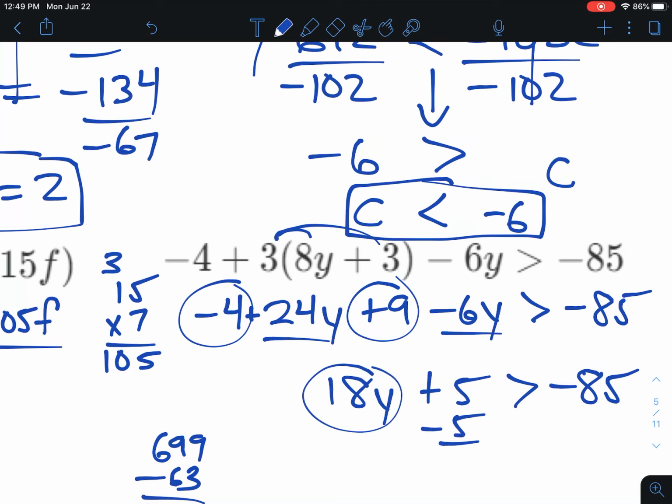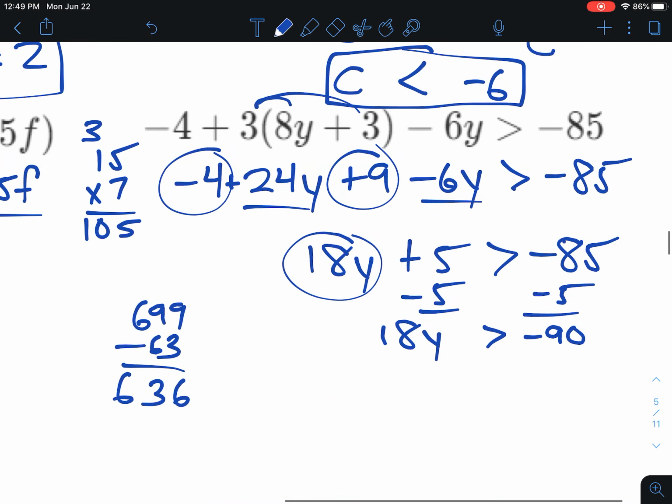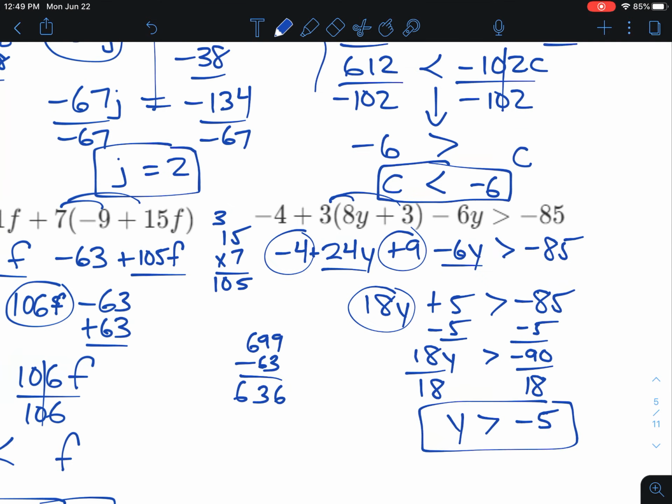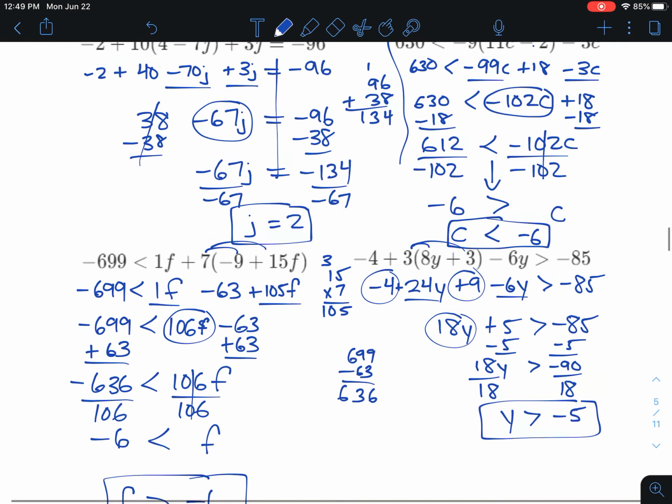Two-step. Let's get rid of the 5 by subtracting. Negative 90 there, 18y here. We're going to divide by 18 on both sides. And we get y is greater than negative 5. Again, no need to flip the symbol. It's wrong if you do, because we didn't divide by a negative. So that's how we do distributing and combining with equations or inequalities. Basically the same steps, just flip the symbol if you divide by a negative or multiply by a negative.